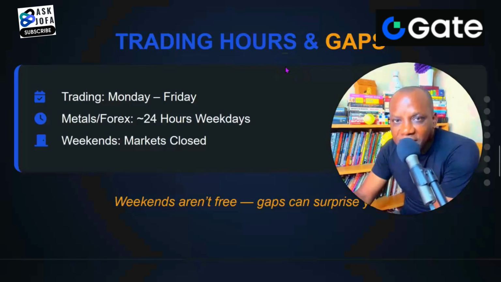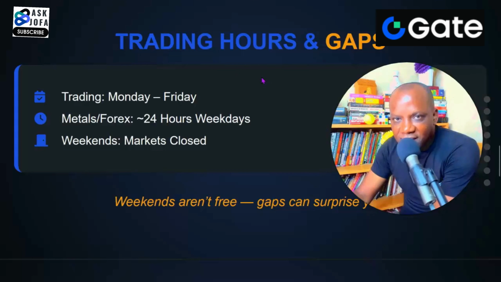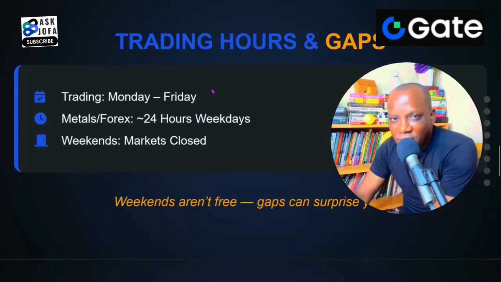This is about trading hours and gaps. You can see TradFi transaction generally is different from crypto transaction. It is not 24 hours. No, market only runs Monday to Friday. For instance, metals and forex trade 24 hours during weekdays, and stocks and indices follow their normal exchange hours.